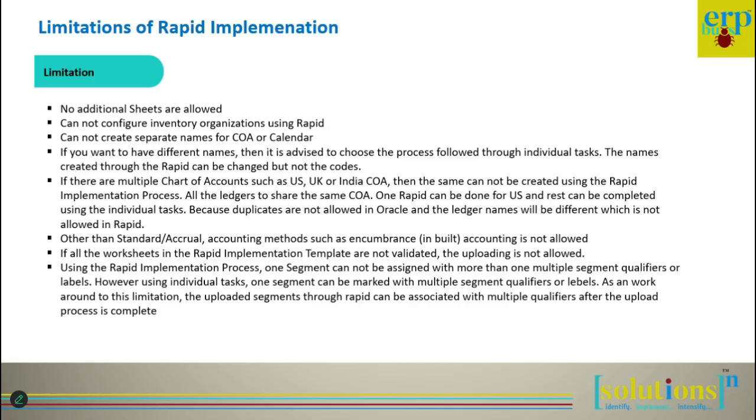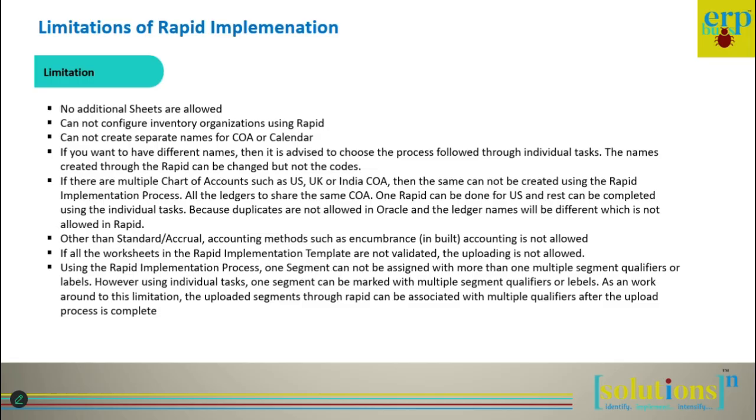The last one that we have already discussed is that one segment cannot be assigned two qualifiers. There are restrictions on the balancing segment and the natural account segment. You cannot have two natural account segment qualifiers for two different segments, and the same goes for the balancing segment. Apart from these, there are many other segment qualifiers, or what we call labels. You can have multiple labels associated with a segment, but that is not possible through rapid implementation, because we have seen it is one column, one row. You can do it manually after uploading the rapid implementation. So these are some of the limitations that we have in rapid implementation.